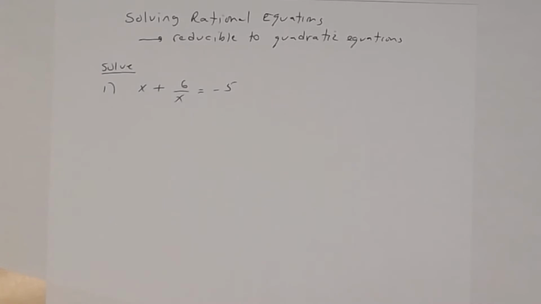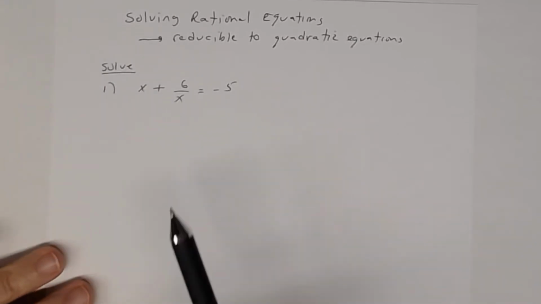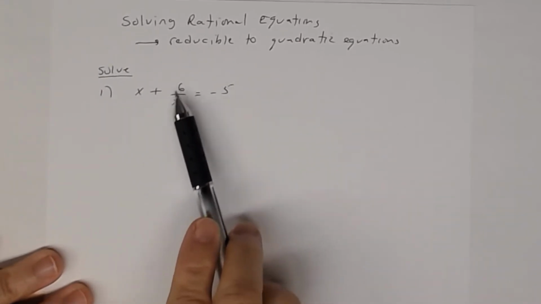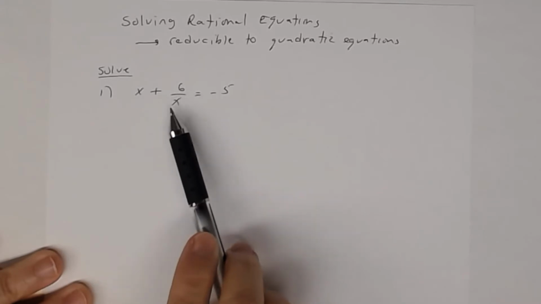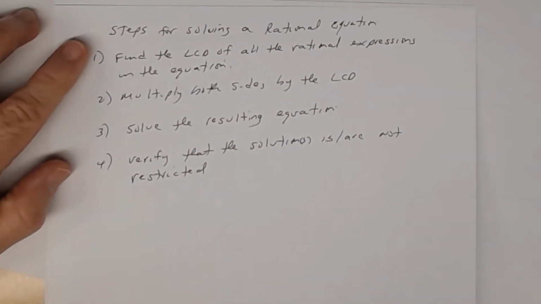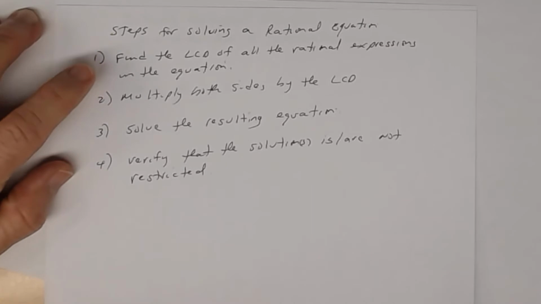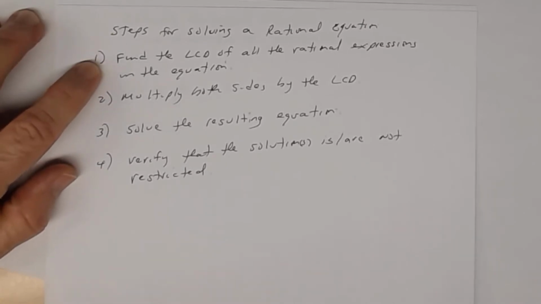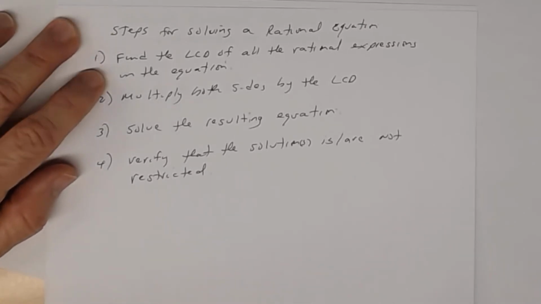Okay, so the first equation is x plus 6 divided by x equals -5. And in all the examples we're going to look at, you are going to have at least one rational expression containing a variable in the denominator. So you have this rational equation, and we want to solve this rational equation. So let's remind ourselves about the steps to solving a rational equation. So the first thing you're going to do is find the least common denominator of all your rational expressions in the equation.